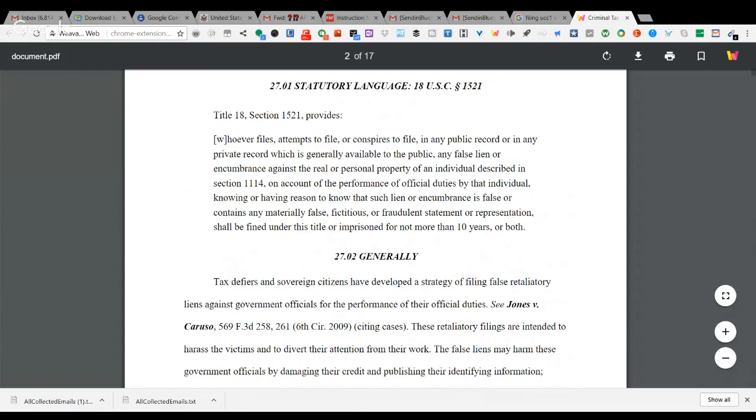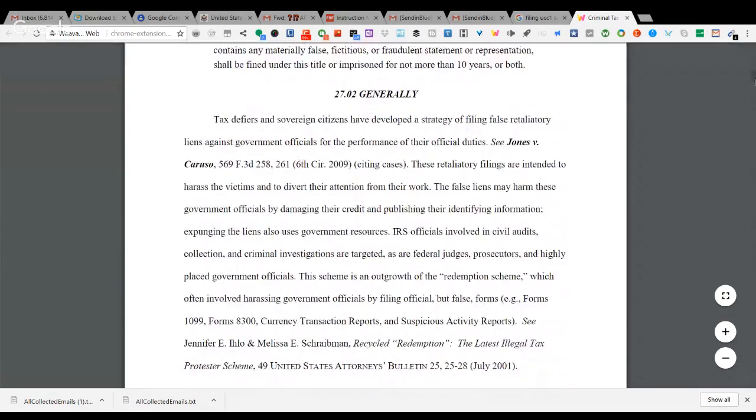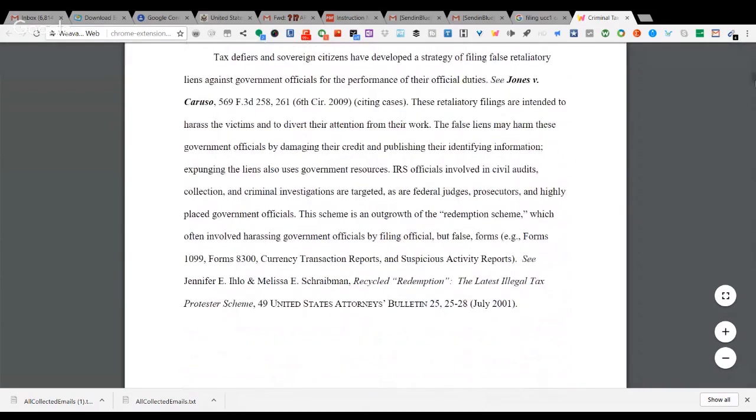Now, they're not going into the process there that we know, and that's because just like with this, they don't want to give out the true information that people are using it for, because then it'll make people more apt to file them. But people are going to prison for filing these. Keep reading here. These retaliatory expunging the liens also uses government resources.